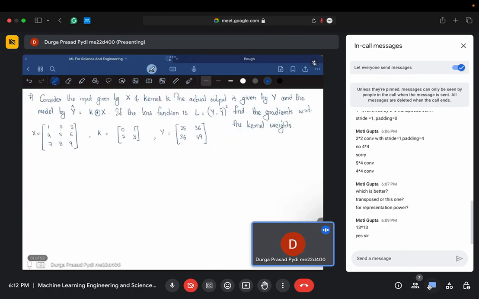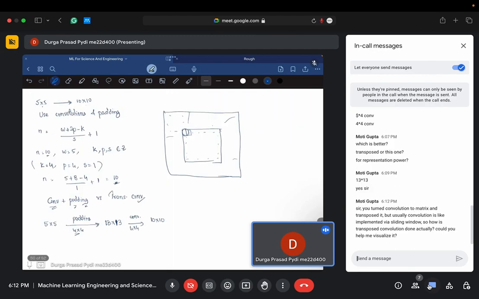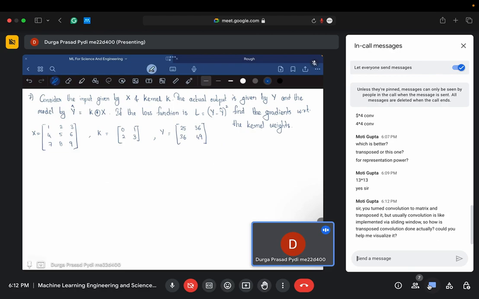So now the last question. It's already half the time. Do you have any other questions before discussing the last one? This is something that is not covered in the assignment, but I just want to bring it up so that you'll have a complete picture. I think I covered all aspects related to the assignments. If there is anything else, you turn convolution into a matrix and transpose it.